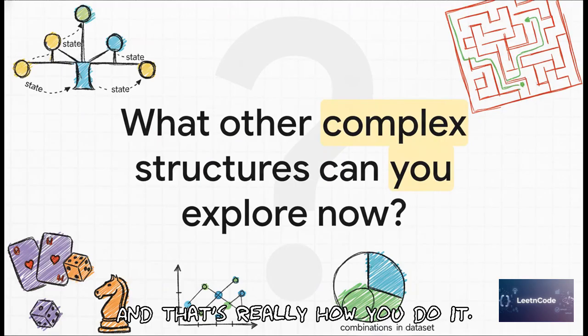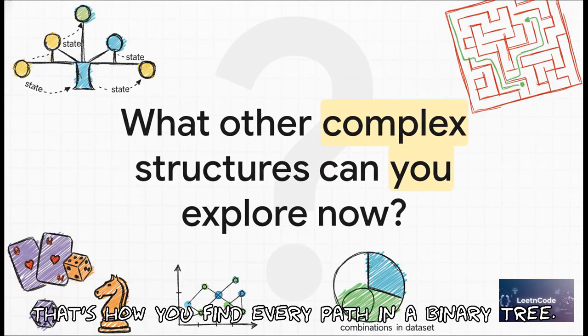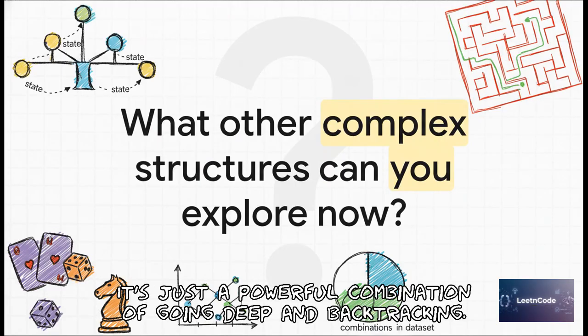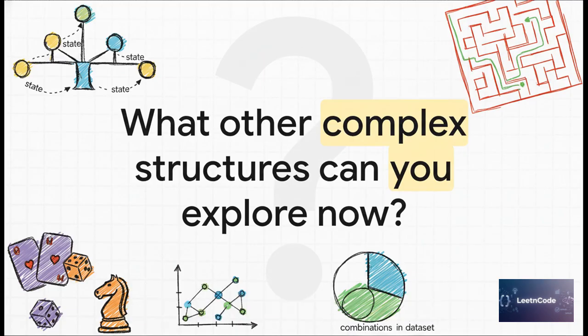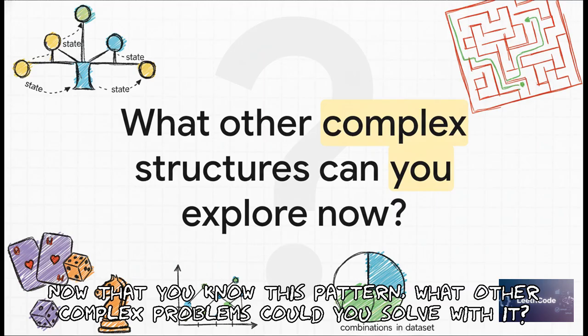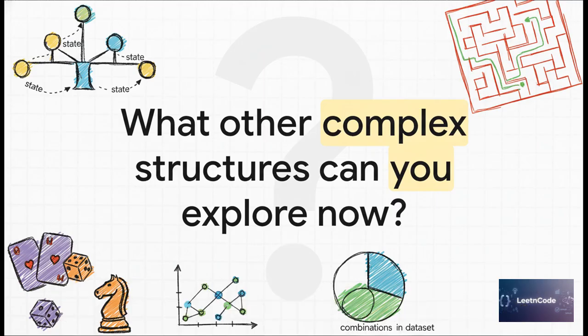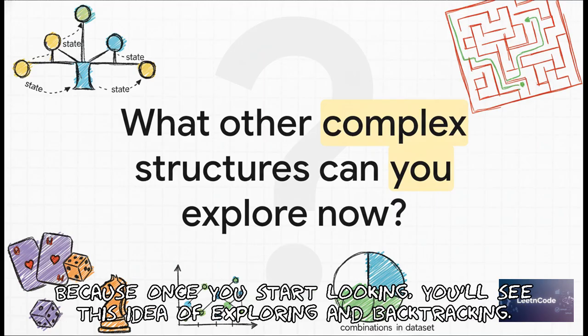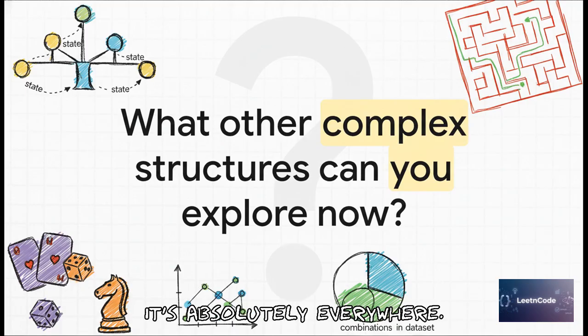And that's really how you do it. That's how you find every path in a binary tree. It's just a powerful combination of going deep and backtracking. So the question I'll leave you with is this. Now that you know this pattern, what other complex problems could you solve with it? Because once you start looking, you'll see this idea of exploring and backtracking is absolutely everywhere.